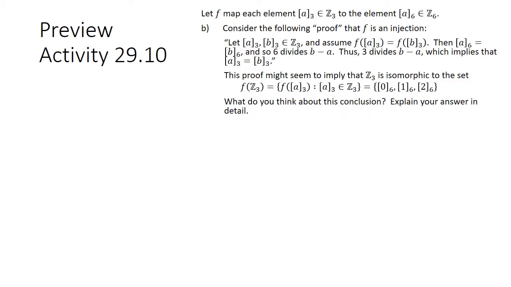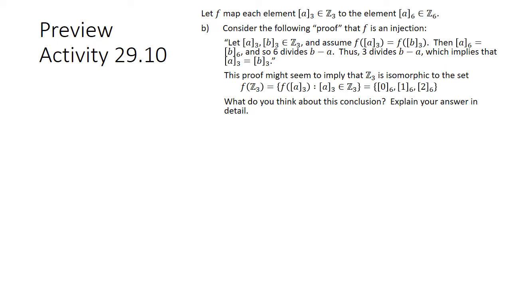Okay, so let's look at part B here. Consider the following proof that f is an injection. Let a mod 3 and b mod 3 be elements of Z mod 3, and assume that f of a mod 3 equals f of b mod 3. Then a mod 6 would equal b mod 6, and so 6 would divide b minus a. Remember, that's what it means for two elements to be congruent mod 6. It means 6 divides their difference. And then since 6 divides b minus a, 3 also divides b minus a, which implies that a mod 3 equals b mod 3. So that appears to be a proof that f is an injection.